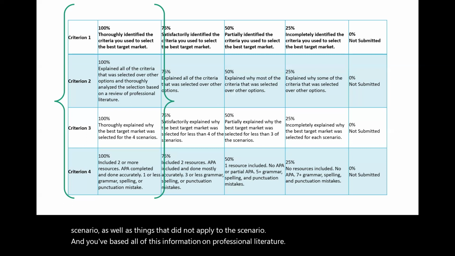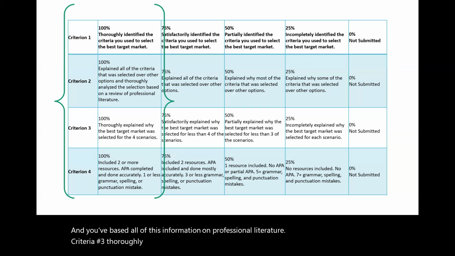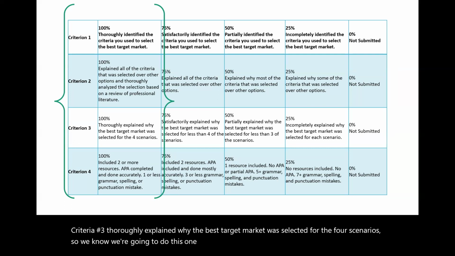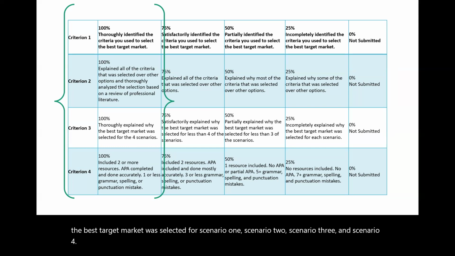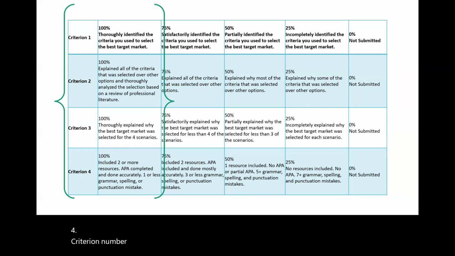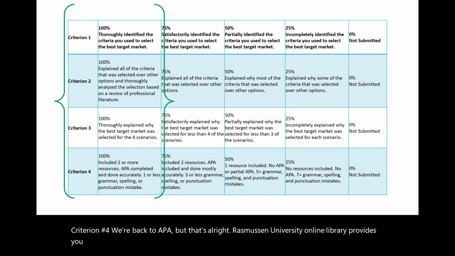Criteria number 3 thoroughly explained why the best target market was selected for the 4 scenarios. So we know we're going to do this one scenario at a time, but we know we have to explain why the best target market was selected for scenario 1, scenario 2, scenario 3, and scenario 4. Criterion number 4, we're back to APA, but that's all right. Rasmussen University Online Library provides you with an excellent source for mastering APA format.